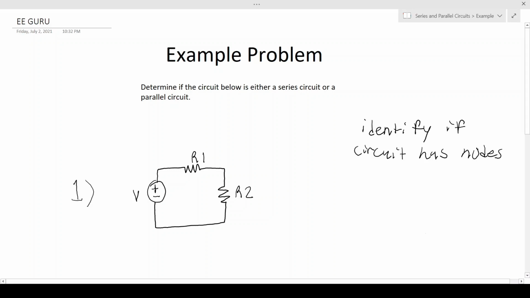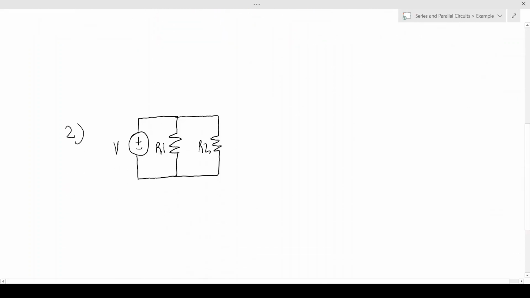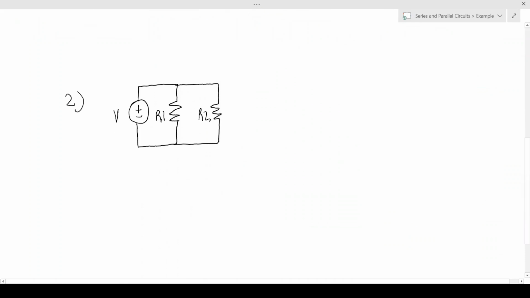So if we look at the first circuit, we can see that there isn't any node, and current will flow from the positive terminal through the circuit into the negative terminal. So the first circuit is a series circuit. Let's take a look at the second circuit. Is the second circuit a series circuit or a parallel circuit?